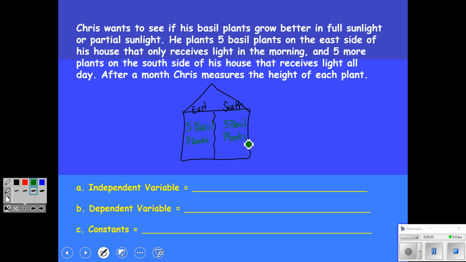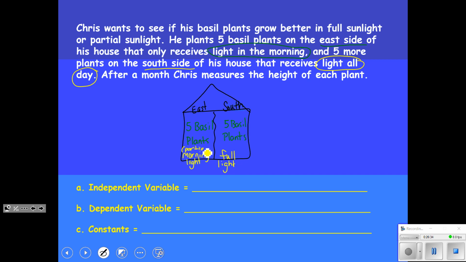Okay, so he plants 5 basil plants on each side. On the east side of the house, it only receives light in the morning. So on the east side, we're going to put that there's only light in the morning. On the south side of the house, it receives light all day. So this is going to be your full light. And this is going to be your partial.